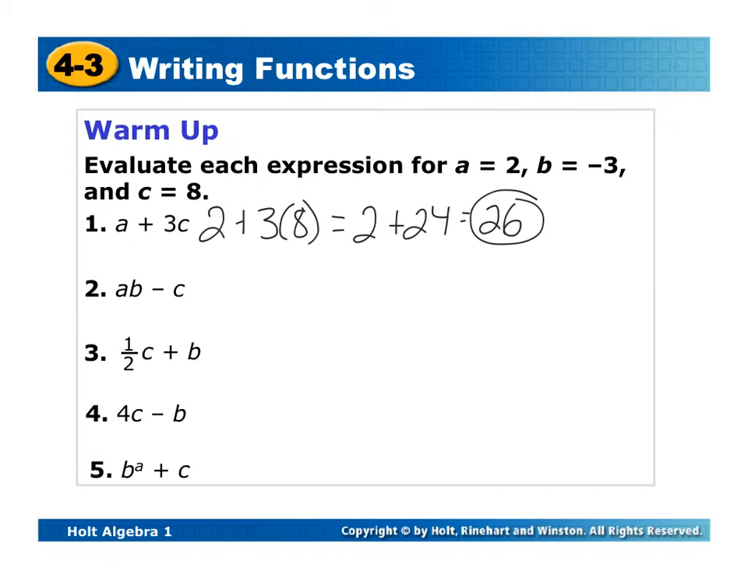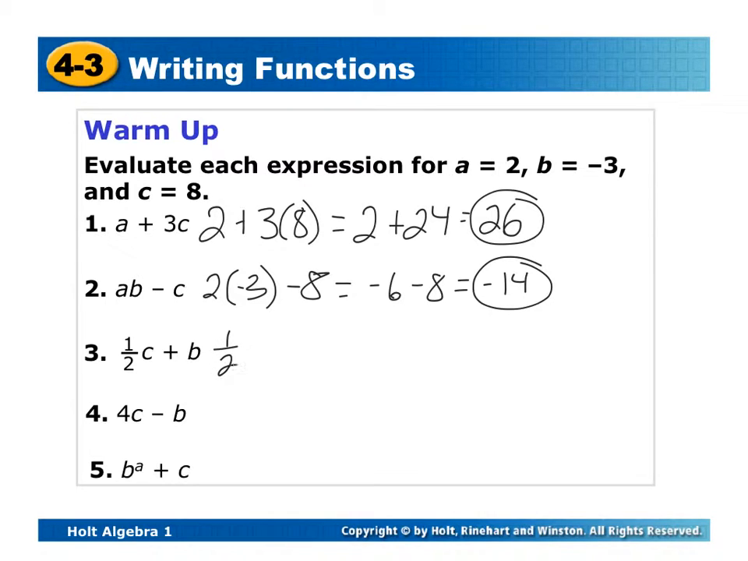On our second one we have to do 2 times -3, and then we're subtracting 8, which is the same as -6 minus 8, which gives us a final answer of -14. On our third one we have 1/2 times 8 plus -3, which is the same as 4 plus -3, or just 1.